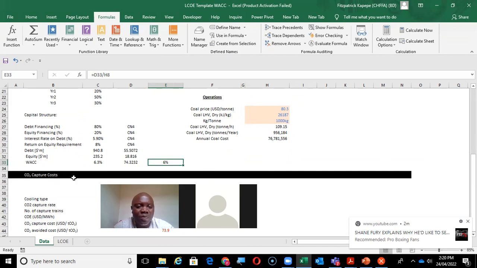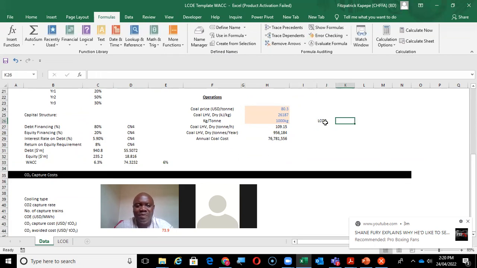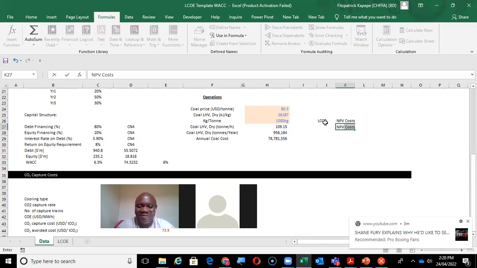So the WACC, we are using WACC to compute our levelized cost of energy. Remember what we are doing on the levelized cost of energy. The formula is very simple. For us to calculate our levelized cost, we need to find the NPV of our cost and divide by the NPV of our energy generated. Then it gives us the levelized cost of energy.